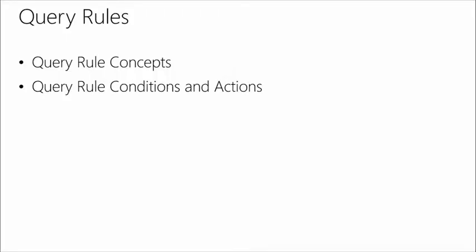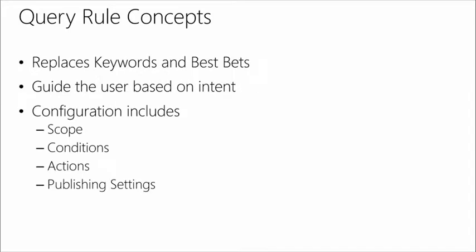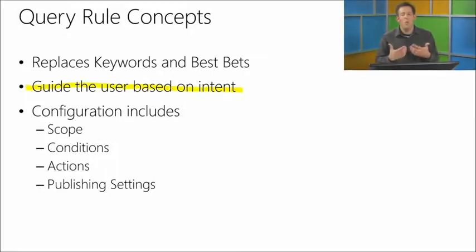So we do still get the same capability, but what you're going to notice is that it's implemented slightly differently, and it's in a different spot, known as query rules. Our query rules, again, are going to replace that keyword best bet. And essentially what we're trying to do here is figure out what it is the user meant and help guide them based on what it is that they meant.